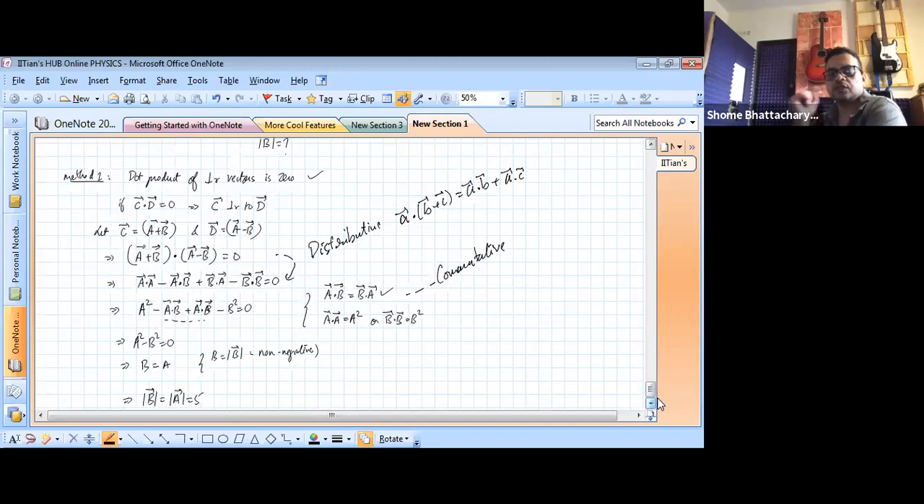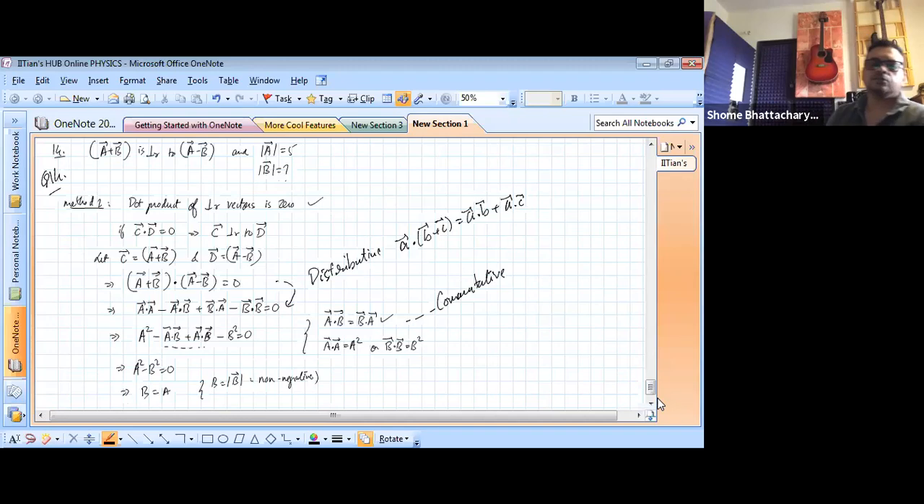Okay. So if you understood this method, try out the second method now, which is where we will use component algebra. So hope all of you are clear with this method. Right. So next we'll use the component algebra method.